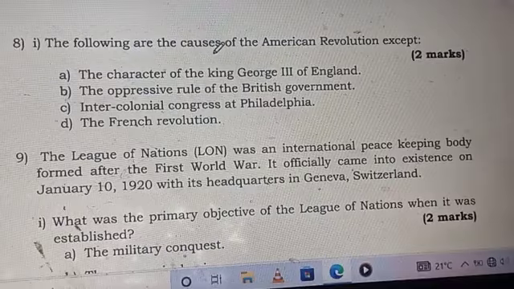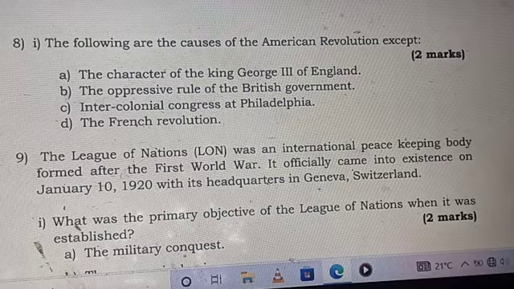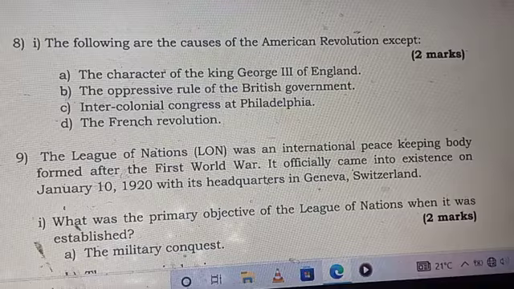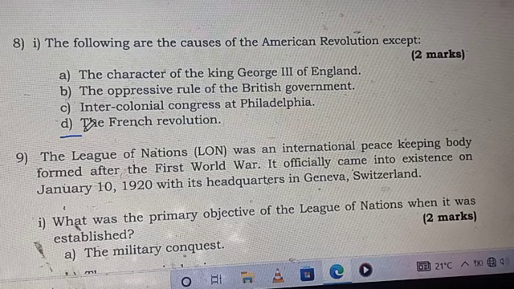The following are the causes of the American Revolution except. The correct answer is letter D, the French Revolution. The American Revolution happened before the French Revolution.